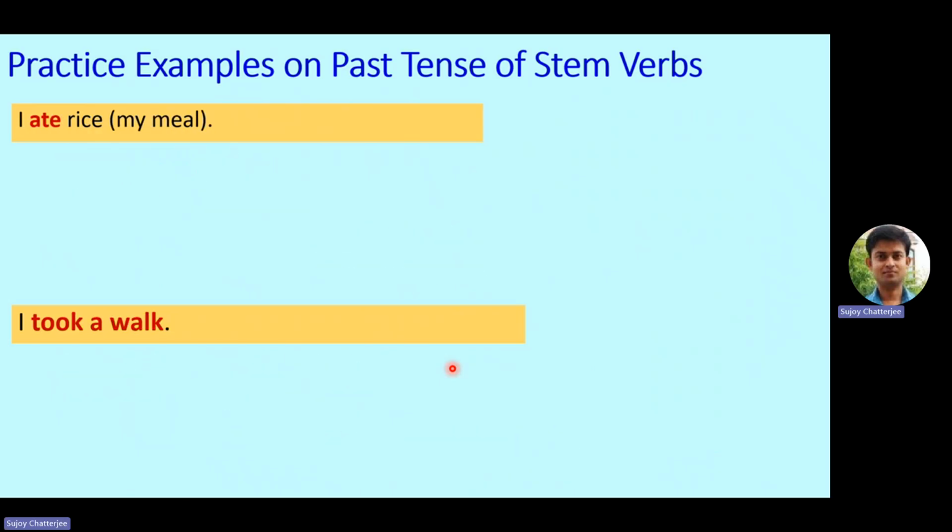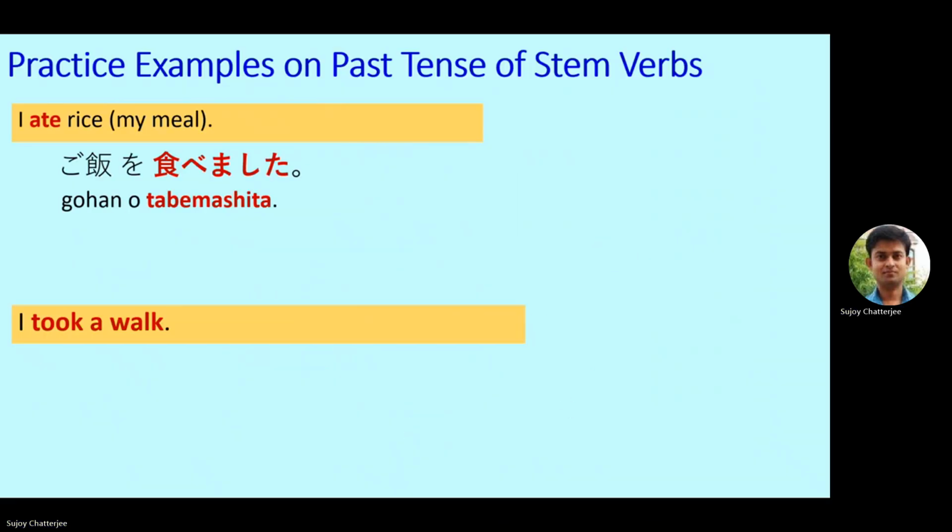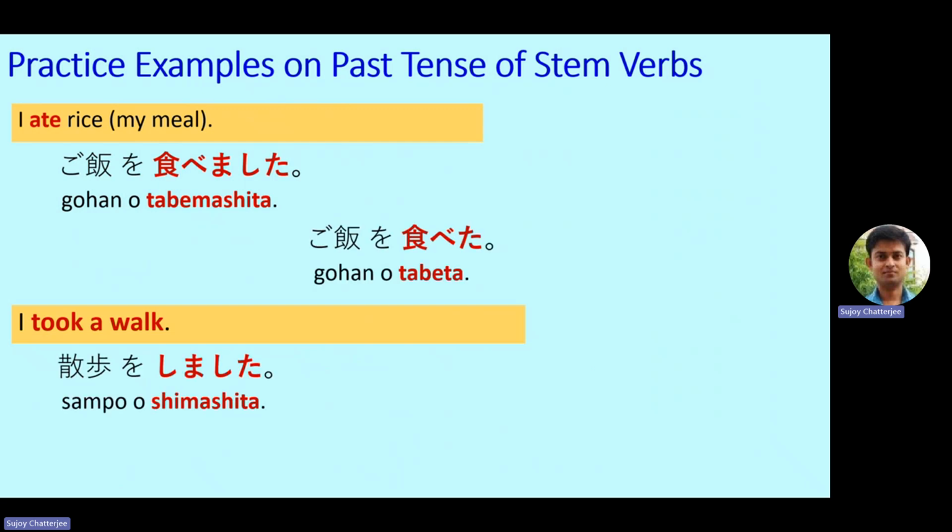Next is I ate rice, or I ate my meal. Gohan o tabemashita. So here let me correct it. Gohan o tabemashita. Gohan o tabeta. I took a walk. Sampo shimashita. Sampo shita. So we saw all these.